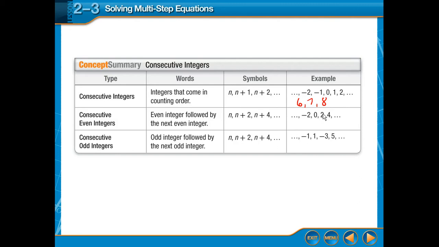And if you have consecutive even integers, that's just going to be looking at even numbers. So if we have -2, 0, 2, 4, it's all even numbers, one right after another. It's not skipping them. If I were to say 2, 6, those are not consecutive even integers because I skipped over 4. If I had said 2, 4, 6, then I could say yes, those are consecutive even. And it's going to be the same idea with odd: -1, 1, 3, 5, those are all odd integers, one right after another.